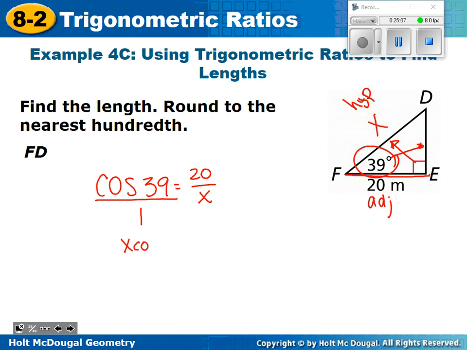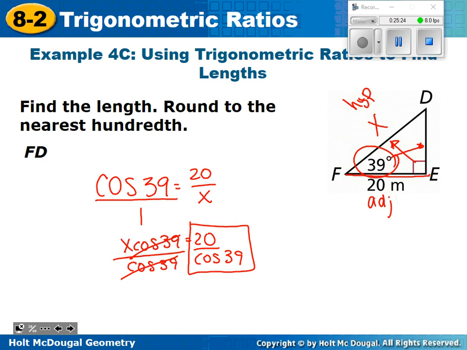So you would either get this if you cross multiply, and then you would divide by the cosine of 39 to get x by itself, which is exactly what you would get if you just switched your x and your cosine of 39. So if you're thinking about the video and the shortcut he gives you, you just switch and then type it in on your calculator. So what do you get when you type in 20 divided by cosine 39, to the nearest hundredth?